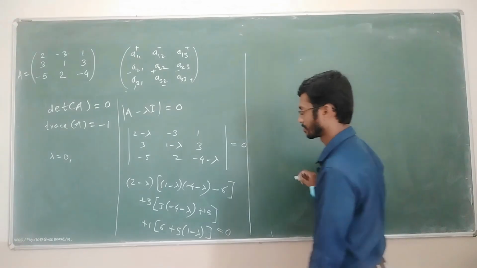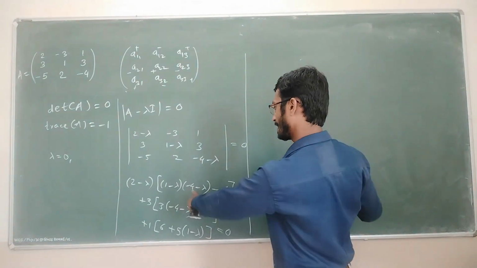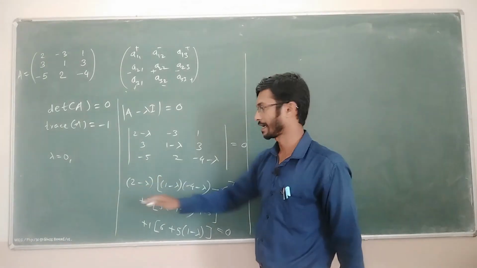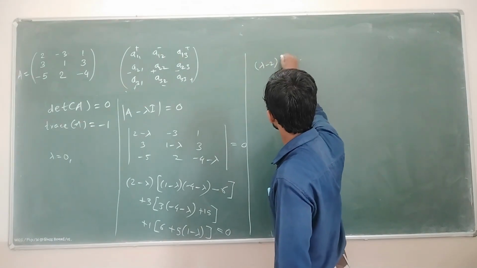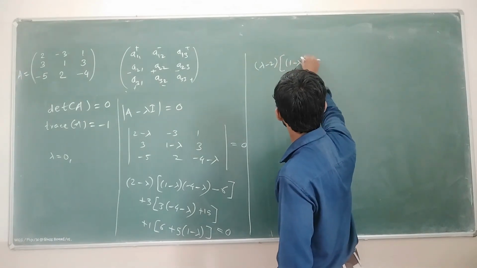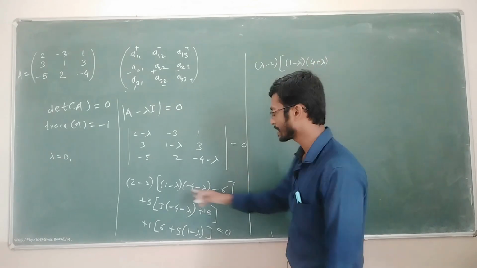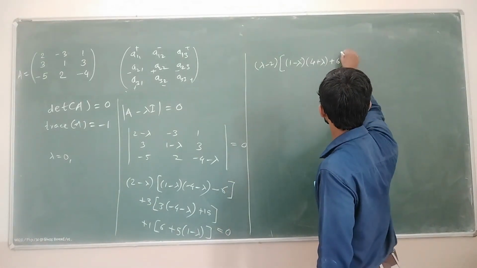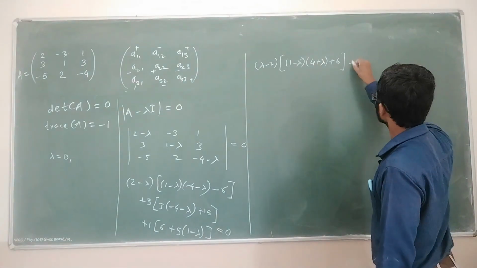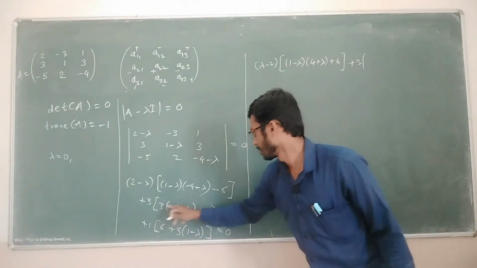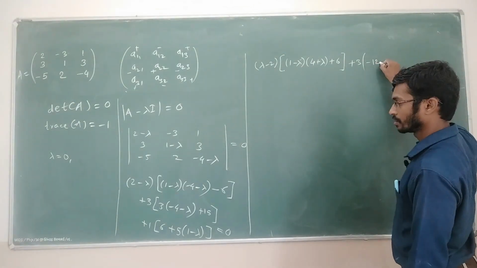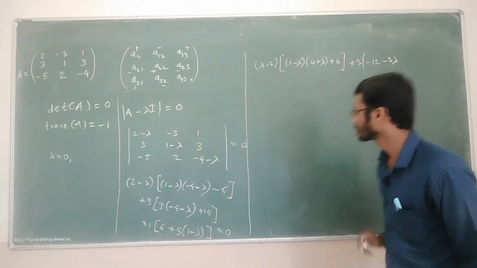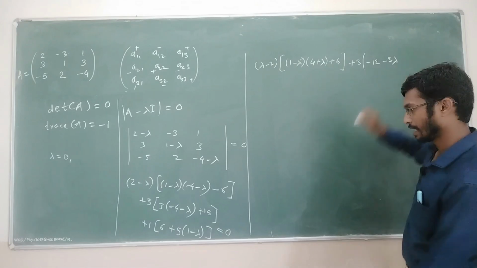Okay, so expanding this, I can take this minus out from this bracket and I can change this sign. So here I will get (lambda minus 2), and in the bracket I will write (1 minus lambda)(4 plus lambda), because this is the product, only one of the minus signs I have taken out, and here this will become plus 6. Okay, we will solve this. Plus 3 into, okay, let's expand it. Minus 12 minus 3 into lambda. Minus 3 into 4 is 12, 3 into lambda is 3 lambda, and this plus 15.